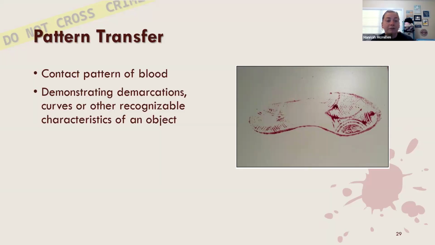And then we can further enhance something like a footwear impression or even a fingerprint impression with various techniques that we've talked about previously. And then we're able to document, take our photos and use those as comparison quality photographs to then do our evaluations of footwear impressions, fingerprints, and all of that jazz.